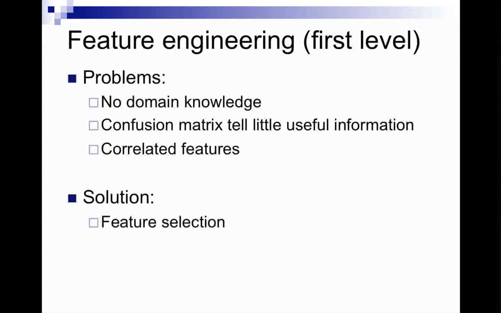First, I have no domain knowledge, because I'm not a network expert, so some feature correlations I may not know well. And also just looking at the confusion matrix will give only a little useful information. My solution is feature selection. I want to use some machine learning techniques to help me do some feature engineering.